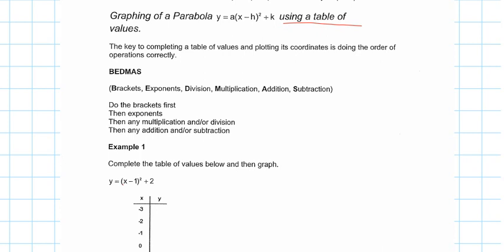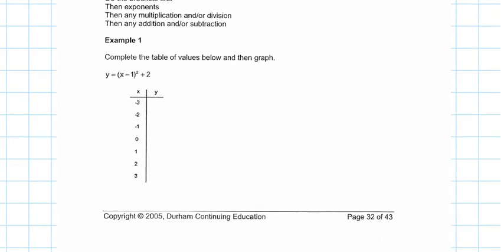Okay? So if they want you to graph this equation, y equals (x minus 1) squared plus 2, can you identify a few things for me here? What's the vertex? It's (1, 2). Can you tell me which way this graph is going to open? It's going to open up. Good. Now here's what they did for you. They gave you values for x.